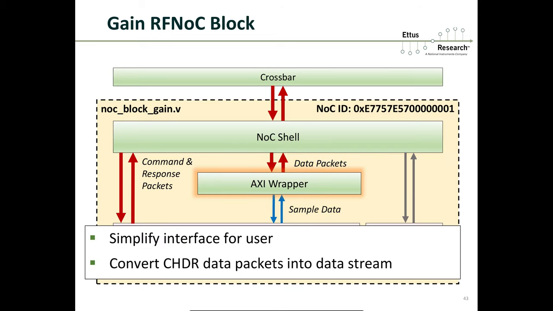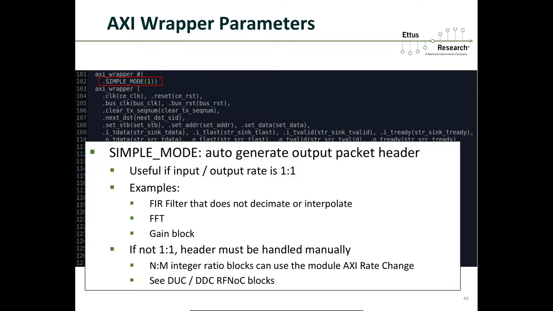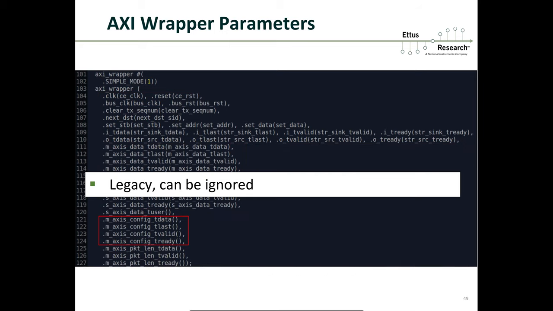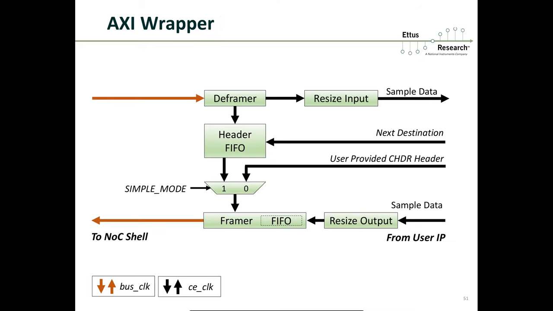Well, that's where AXI wrapper comes into play. It converts CHDR data packets into a stream of samples on an AXI stream bus. It's really intended to simplify things for the user. So I'm going to jump ahead a few slides here again, and we're going to take a look first at the AXI wrapper internals.